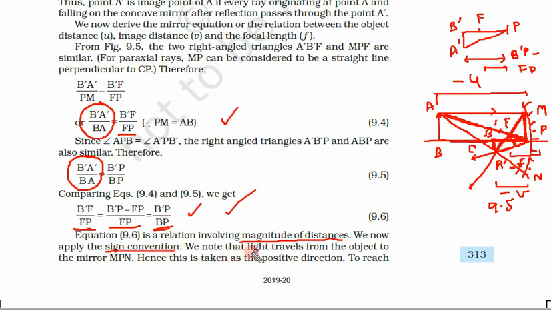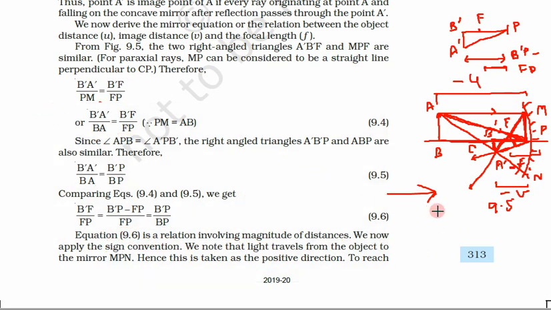We know that the light travels from the object to the mirror MP, and hence it is taken as the positive direction. So this we have already learned. If the distances are in a similar direction as the light travels to the mirror, then it is positive, otherwise it would be negative. So let us apply the sign convention. And what is our equation?